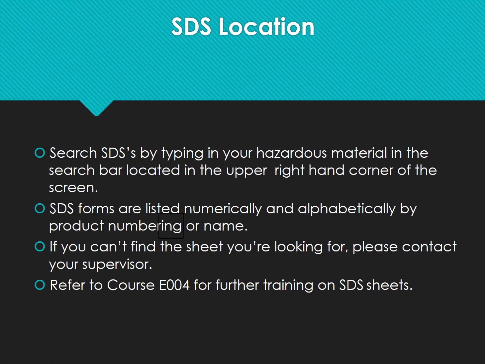You can scroll through the list or use the search functions provided in the upper right-hand corner. If you can't find the safety data sheet you're looking for, please contact your supervisor. You can also refer to course E004 on further training of SDS sheets.